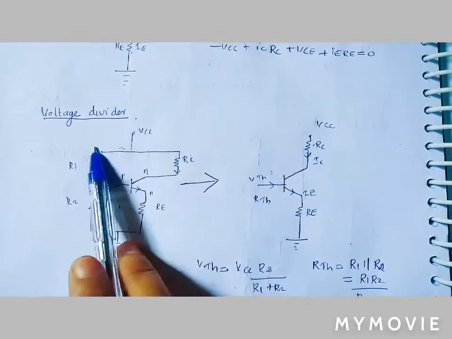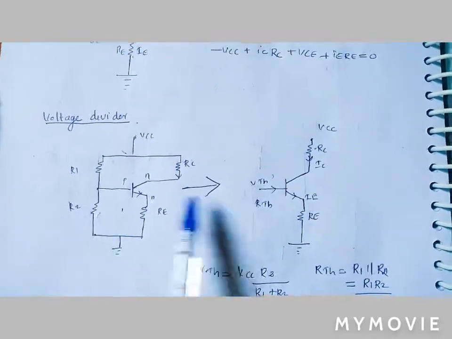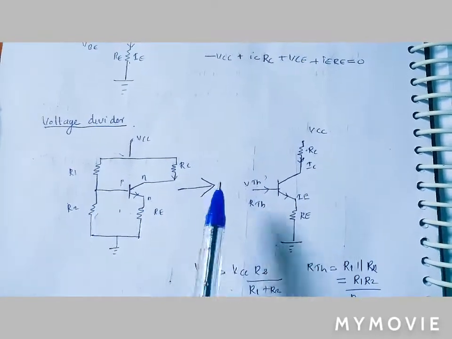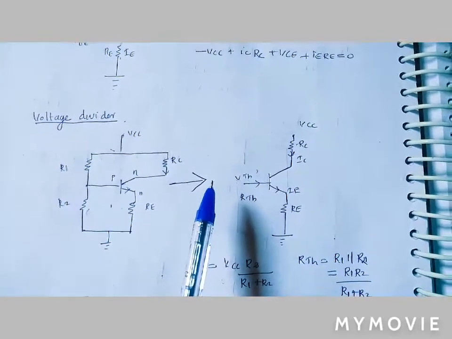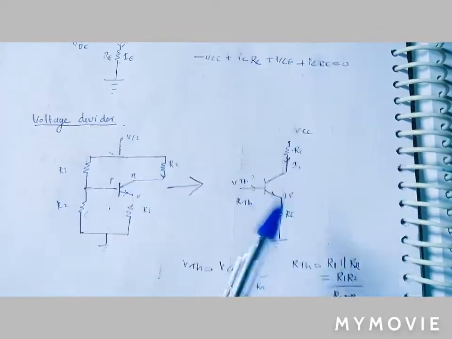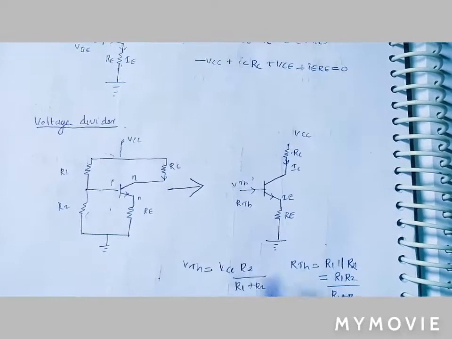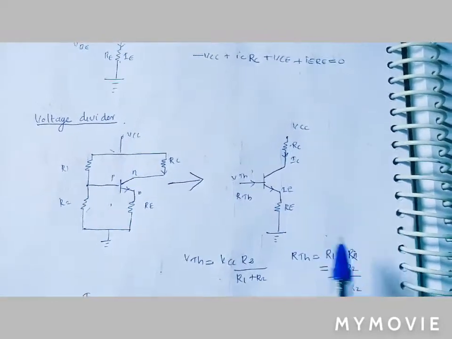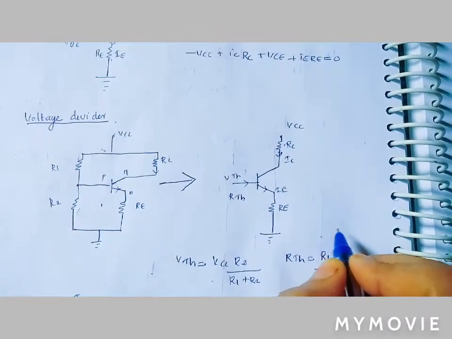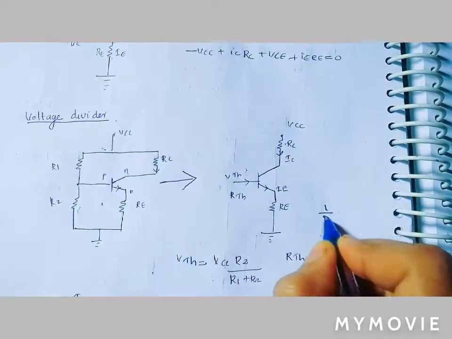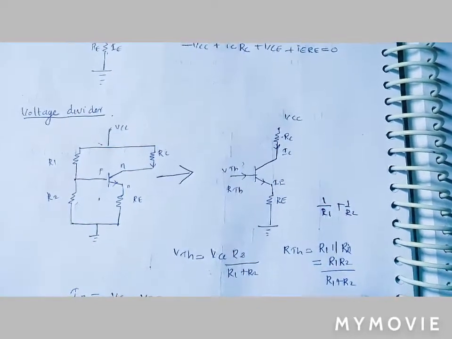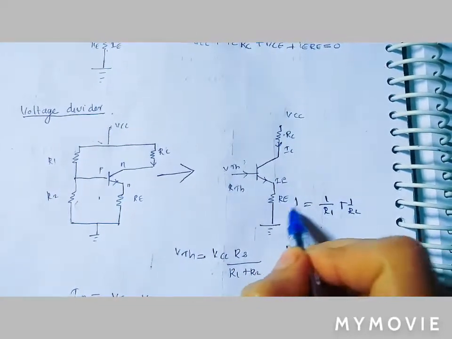Here we know that there is a resultant resistance from this R1 R2 setup, that is represented as RTH. Here R1 and R2 are in parallel, so RTH is R1 parallel to R2. We know how to find the resultant resistance of R1 and R2 in parallel, that is 1 by R1 plus 1 by R2, that is R1 R2 divided by R1 plus R2.